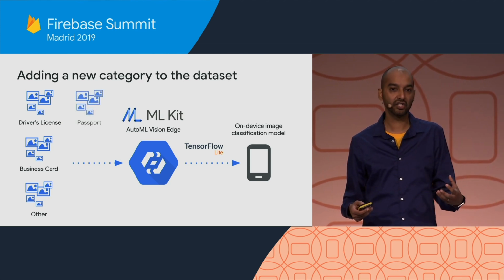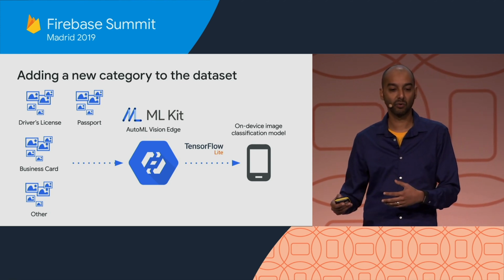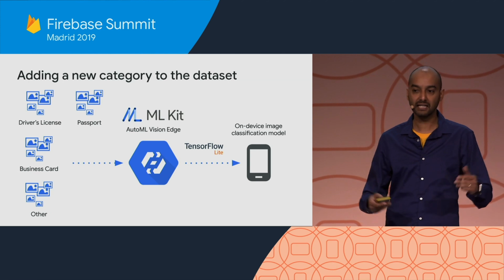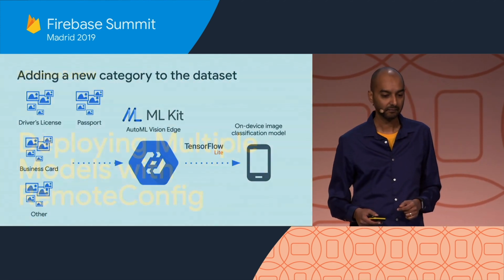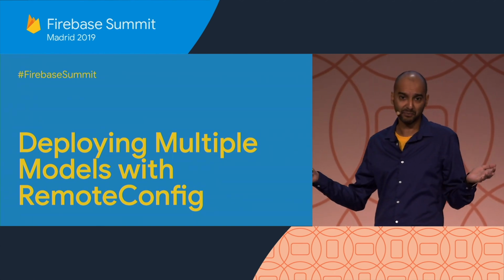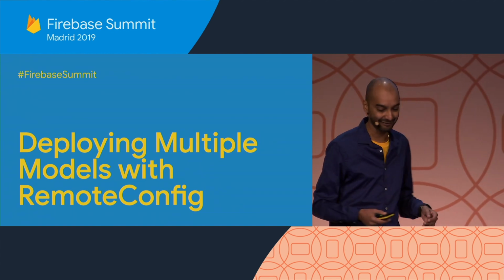We add an additional class of images to our data set called passport. We pass that to our AutoML Vision Edge. It generates a new model for us, TensorFlow Lite, ready to use on device. Okay, so now I have 2 models. What do I do? Do I just switch it in production? That's the kind of thing I like to do, but I don't think it's recommended.